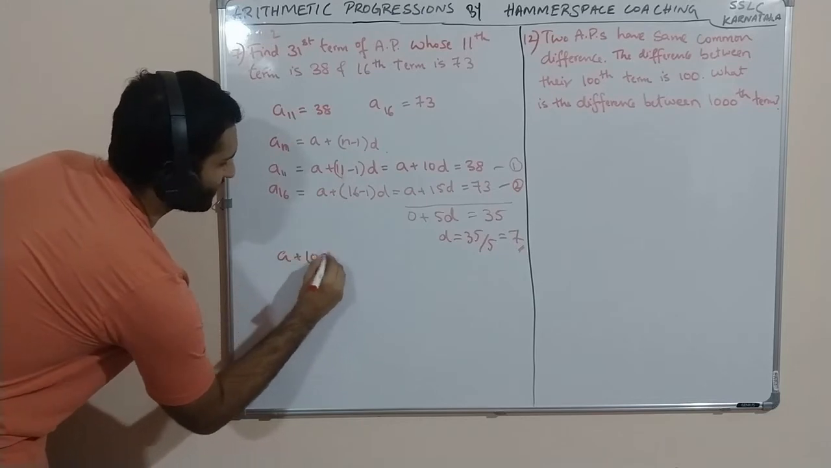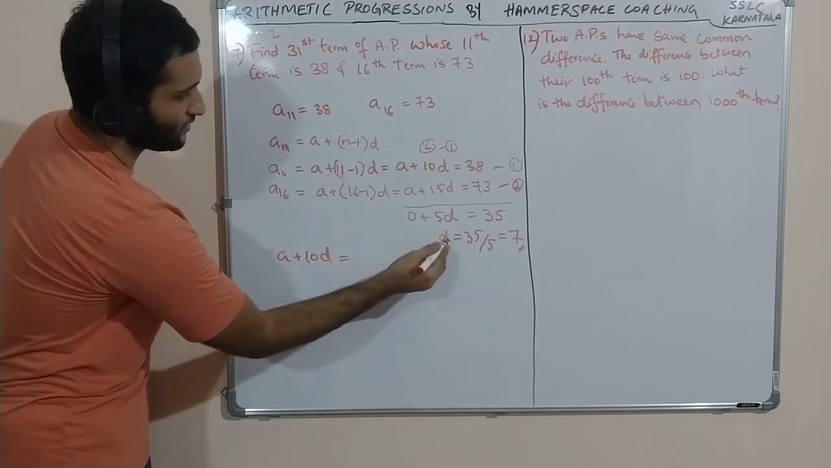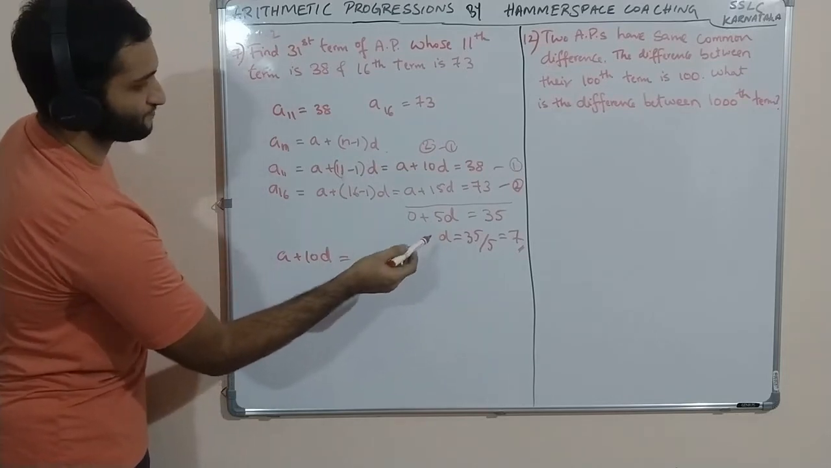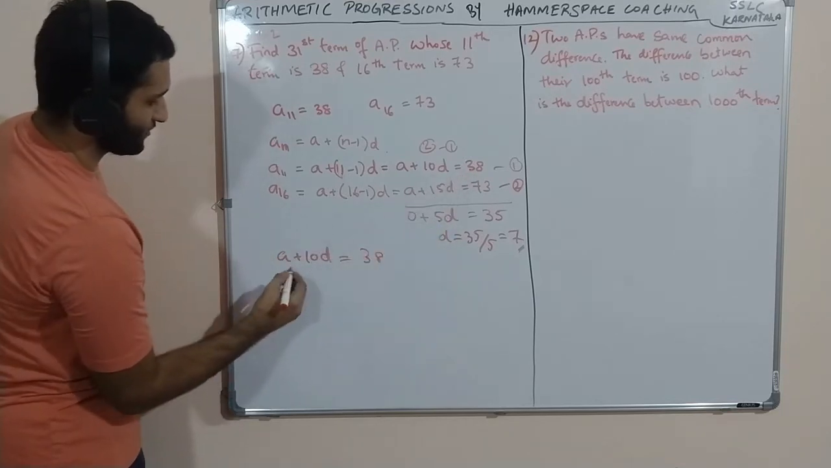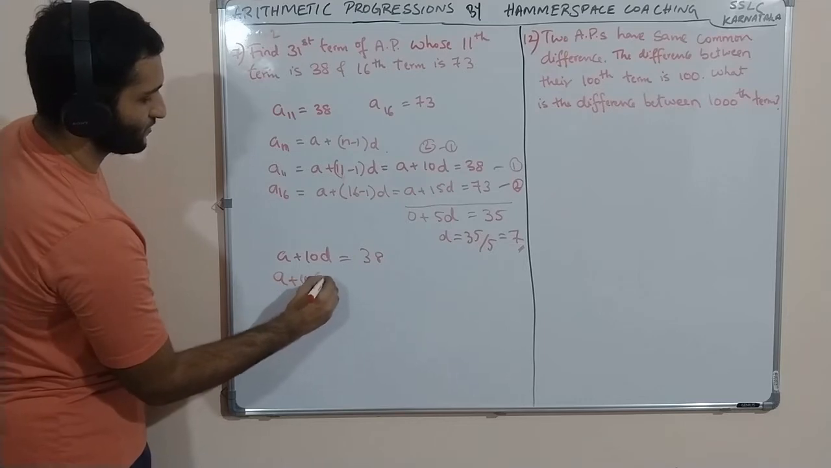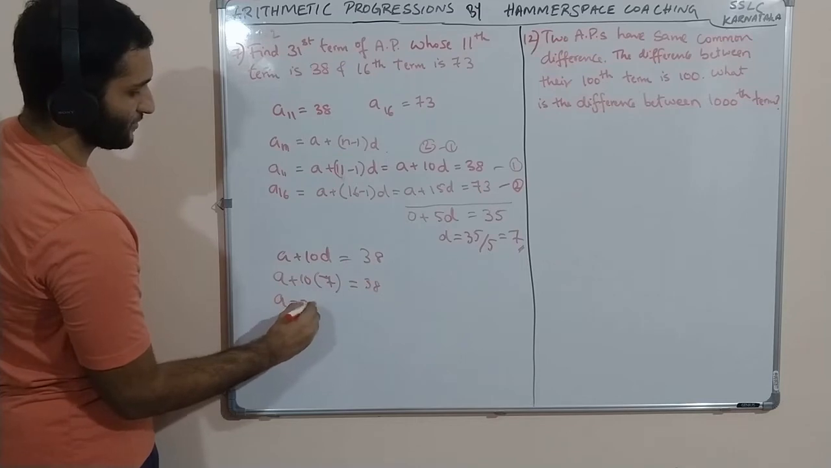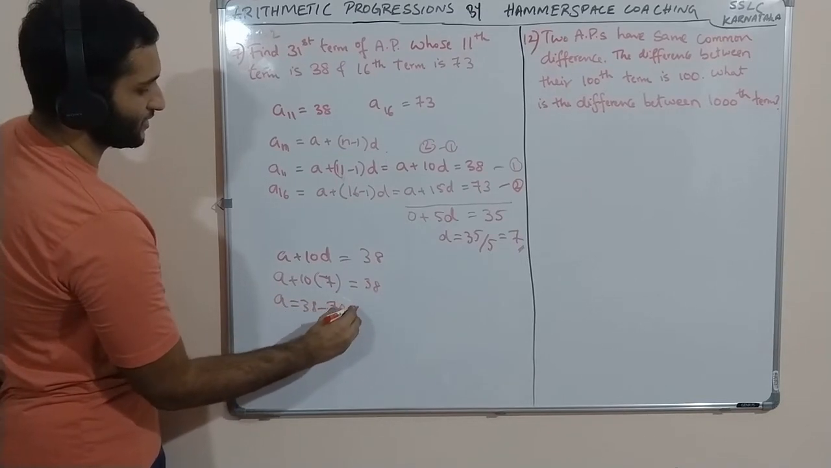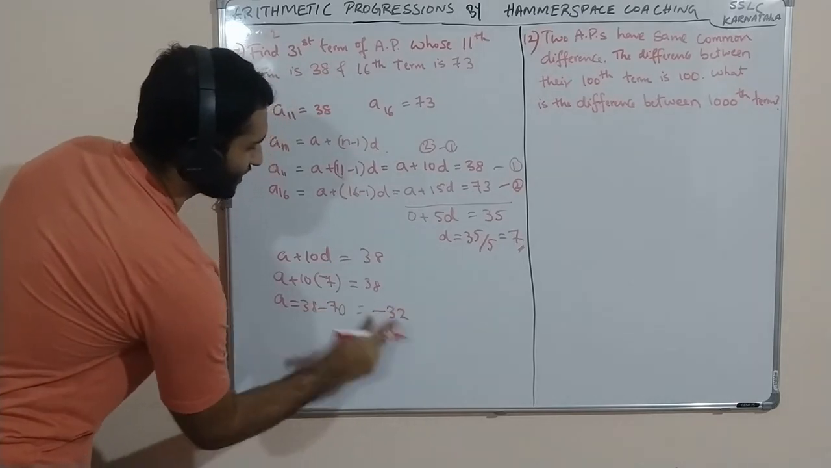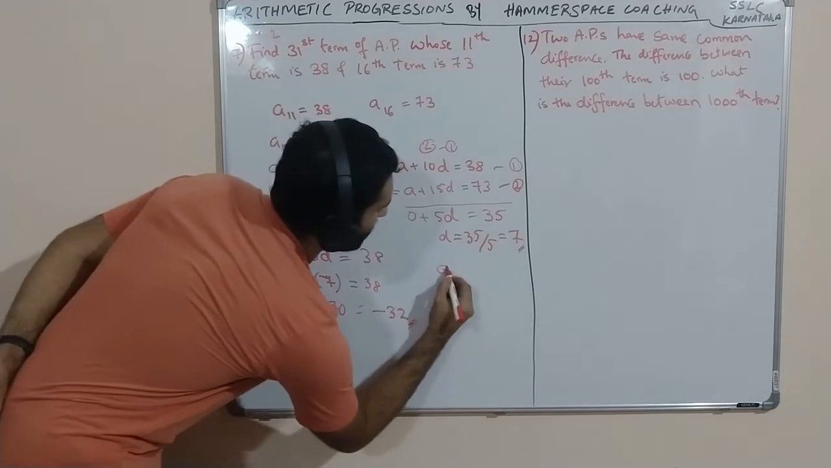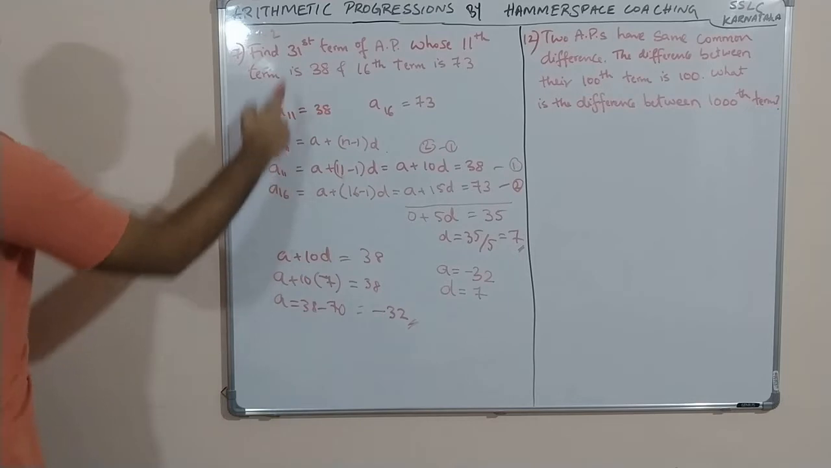a plus 10d equals 38. So a plus 10 into 7 equals 38. So a equals 38 minus 70, that is equal to minus 32. So we got a equals minus 32 and d equals 7. Let's find the 31st term of the AP.